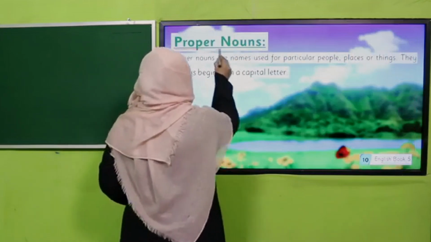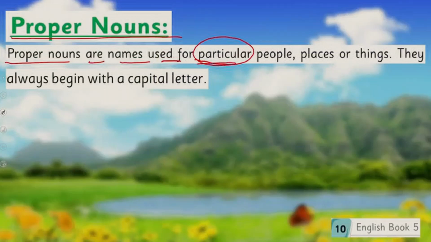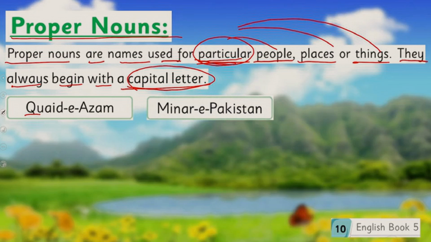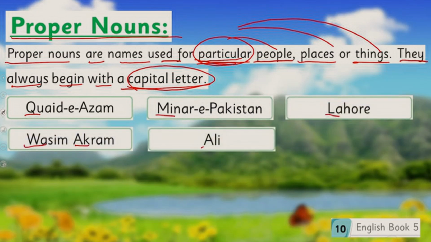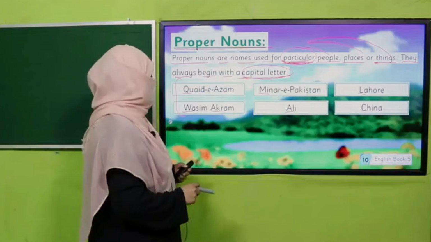What is a proper noun? Proper nouns are names used for particular, specific people, places, or things. They always begin with a capital letter. So whenever we write a particular name for a person, place, or thing, we will use a capital letter. Its examples are Qaid-e-Azam, Minar-e-Pakistan, Lahore, Wasim Akram, Ali, China. You see, all these names are proper nouns. That's why we have written them using capital letters.